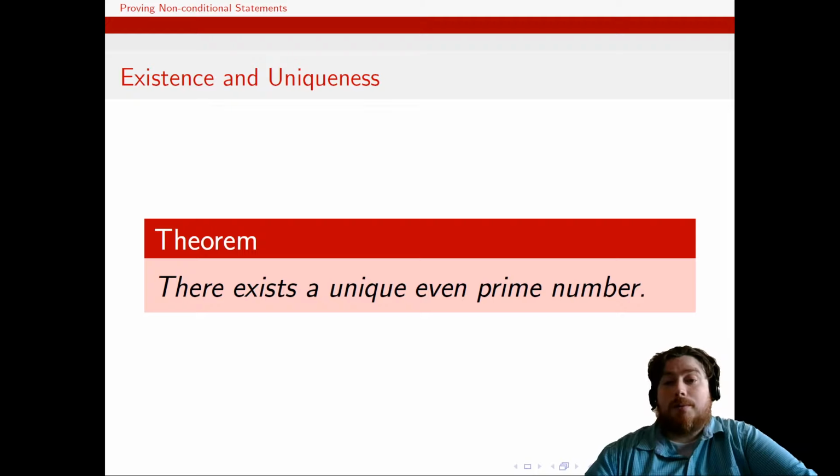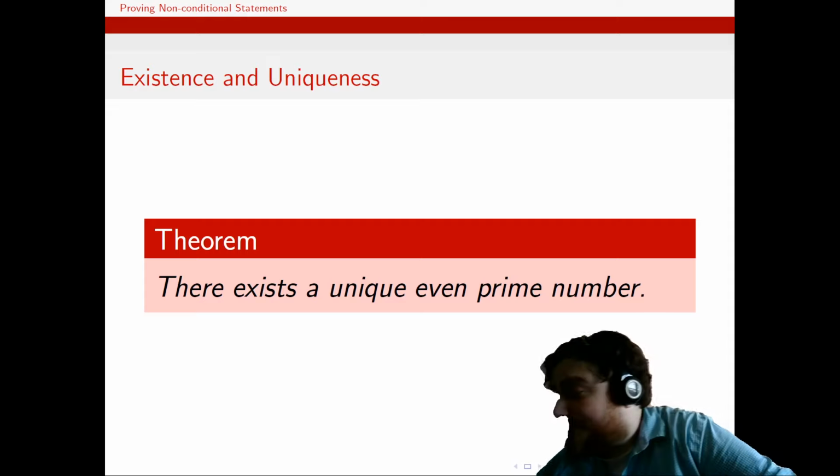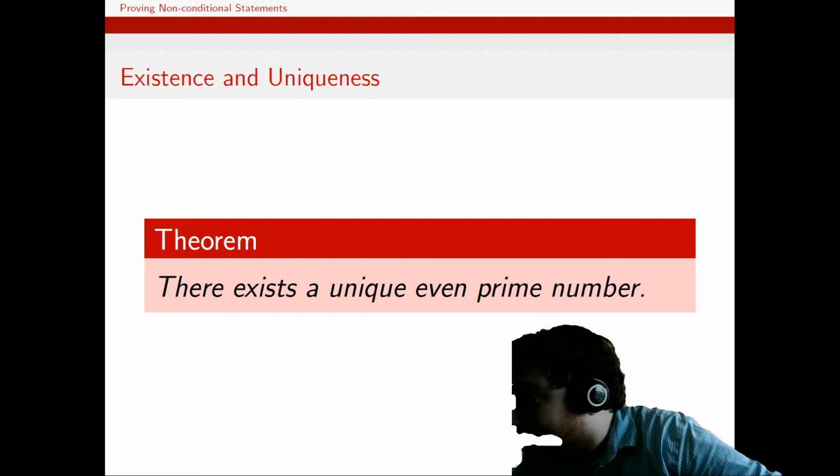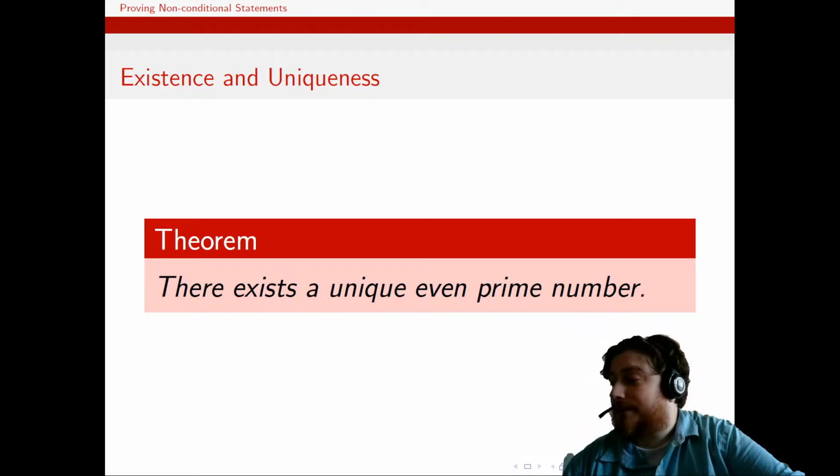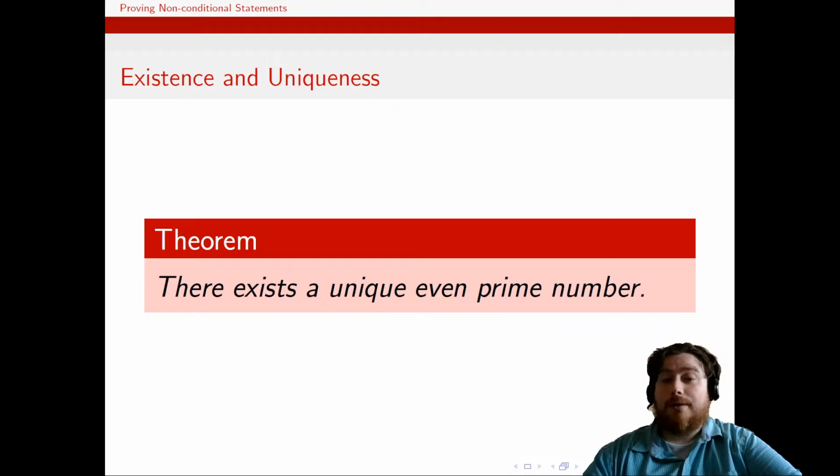So maybe you guys can help me out here. Can you think of a number which is both even and prime? So I see 4 and I see 2. Very good. So those are both even.